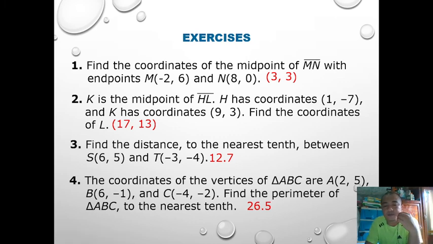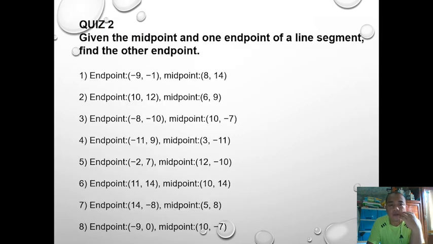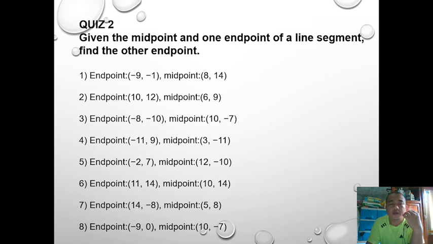We're trying to solve problem number 4. For your quiz, you can screenshot this part. Quiz 1: given the endpoints of a line segment, find the midpoint. Use the midpoint formula. Quiz 2: given the midpoint and one endpoint of a line segment, find the other endpoint. Screenshot that for quiz 1 and quiz 2.